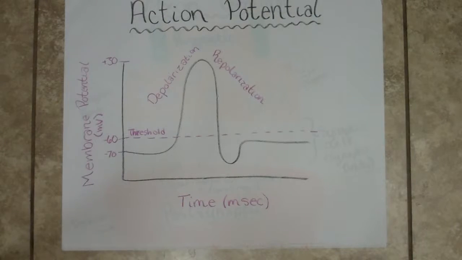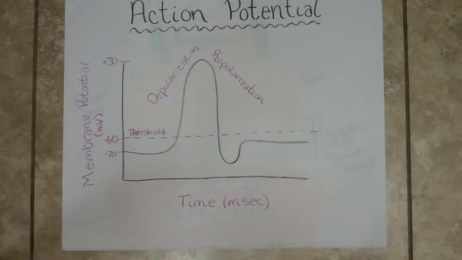When a stimulus is introduced into the cell body of a neuron, it must be strong enough to reach a threshold. A threshold can be anywhere between negative 55 millivolts to negative 60 millivolts. When the threshold is reached, sodium-gated ion channels are opened. This triggers action potential and depolarization.